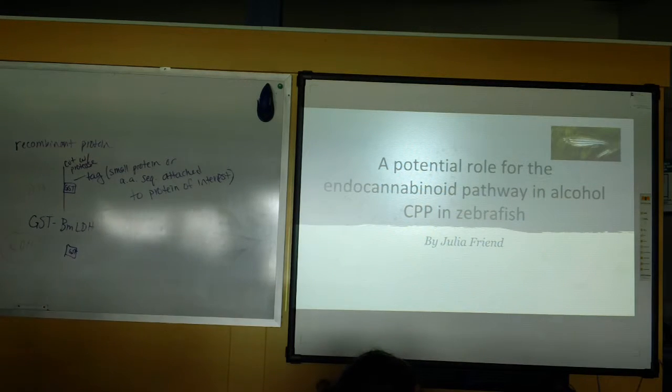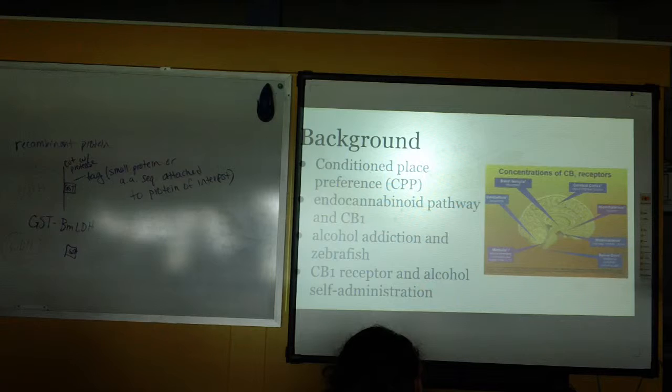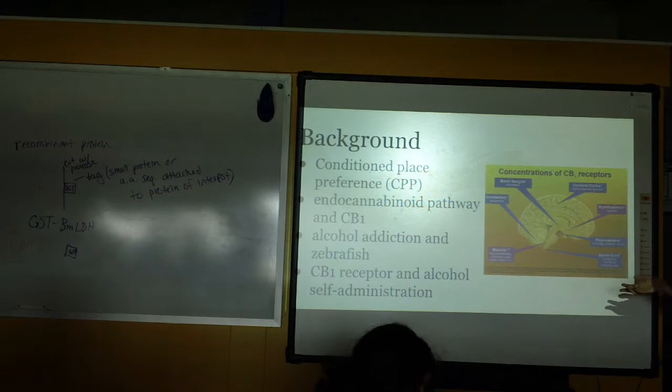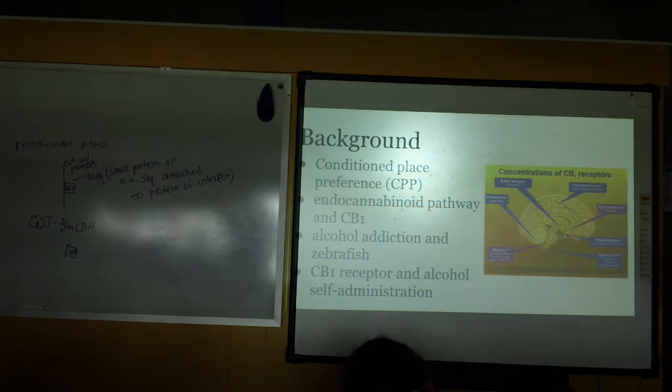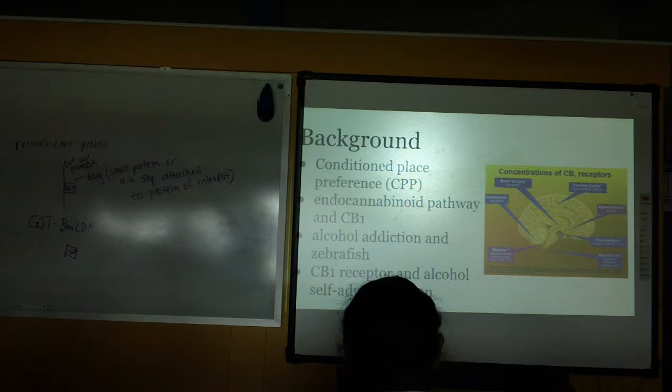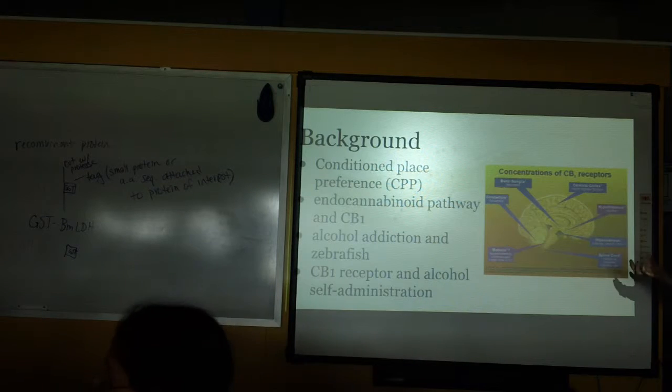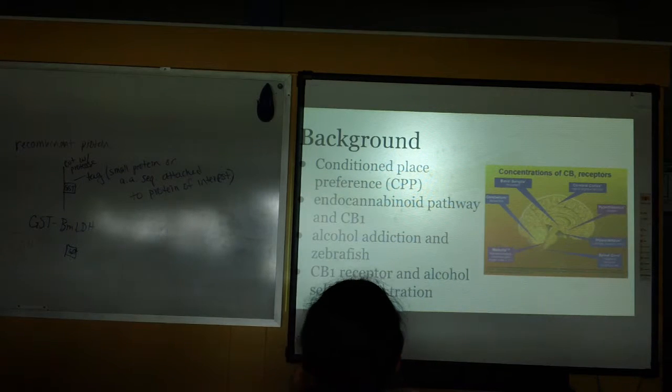Okay, so I'm looking at a potential role for the endocannabinoid pathway in alcohol CPP using zebrafish. Just a quick background, CPP is conditioned place preference. Basically, you're training an animal to associate a room or a color with, in this case, receiving alcohol. We'd have a tank divided into sections, and the zebrafish would associate one side, say with blue dots on it, with receiving alcohol on that side of the tank for a certain amount of time.